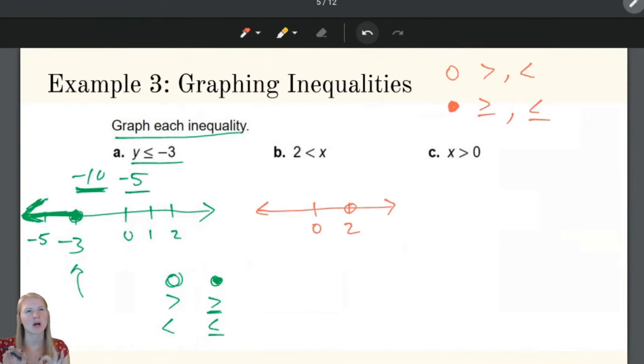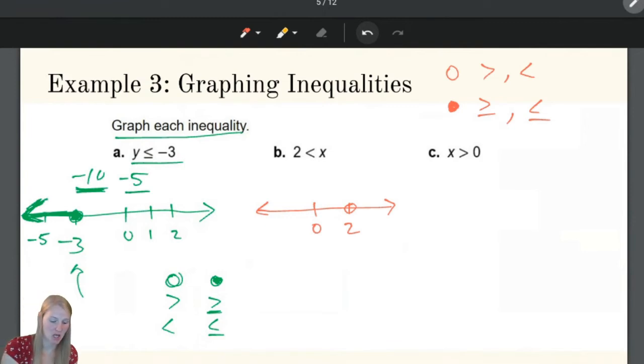You don't necessarily need to pause the video, but I want you to think, which direction right now do you think it points in? Think about that in your head. And now let's test. So we have 2 is smaller than a number. 2 is less than a number. So 2 is less than what? What is 2 less than?